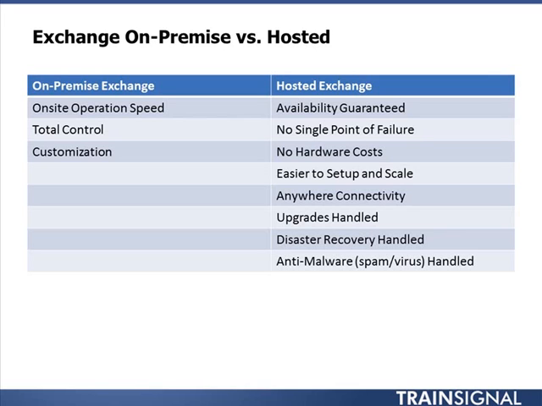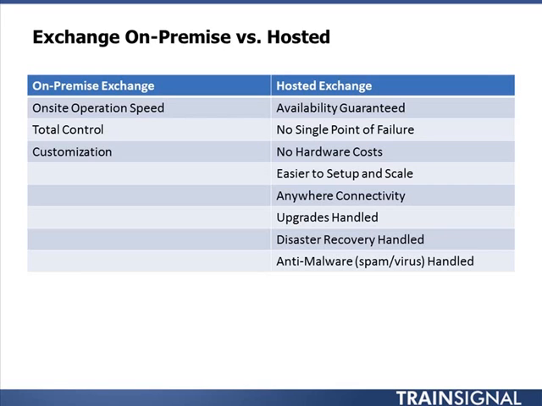Customization is also something that an on-premise Exchange environment offers that you don't typically get with a hosted Exchange environment, whether it's Office 365 or some other hosted solution. Now on the flip side, hosted Exchange offers availability guaranteed. Someone else is worrying about your high availability, and they promise a certain level of uptime. So that's part of your agreement. If that becomes a problem, you typically get money back on that solution if that uptime service level agreement is not maintained. There's no single point of failure. They're responsible for making sure of that.